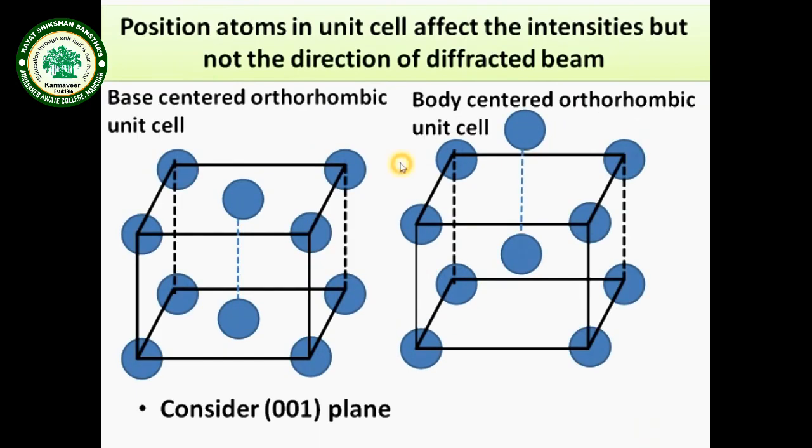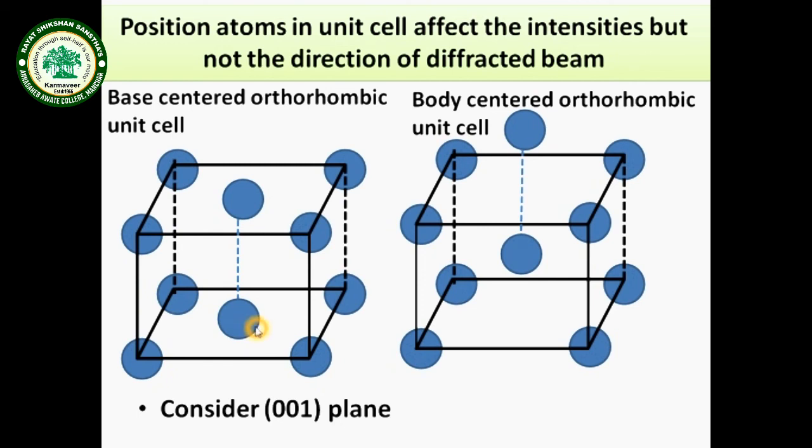The next example we have taken from the textbook of B.D. Cullity, in which it says how the position of an atom in a unit cell affects the intensity but not the direction. For the same, we have taken a base-centered orthorhombic unit cell and a body-centered orthorhombic unit cell. In the left-hand side diagram, atoms are located at the corners as well as at the opposite faces of the two sides only.